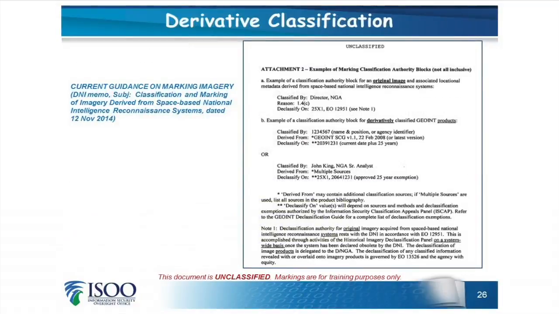If your source document contains DNI, Director of National Intelligence, or DCI, Director of Central Intelligence only, you should follow the instructions annotated in this attachment, which shows the classification authority block for both originally classified and derivatively classified documents. Space-based imagery belongs to the National Geospatial Intelligence Agency, and the DNI has declassification authority over this information.